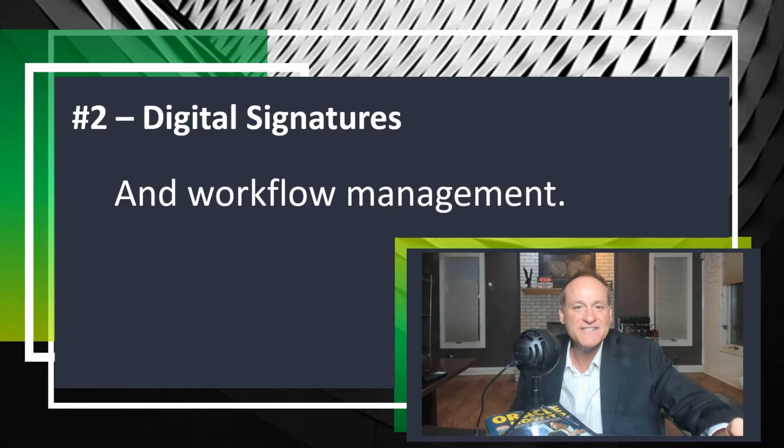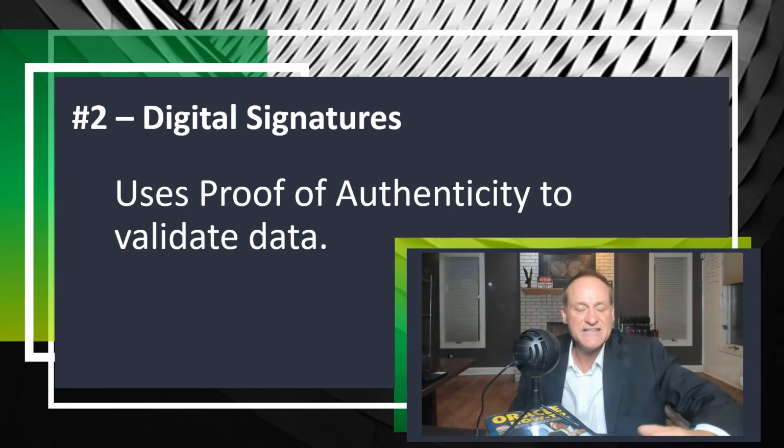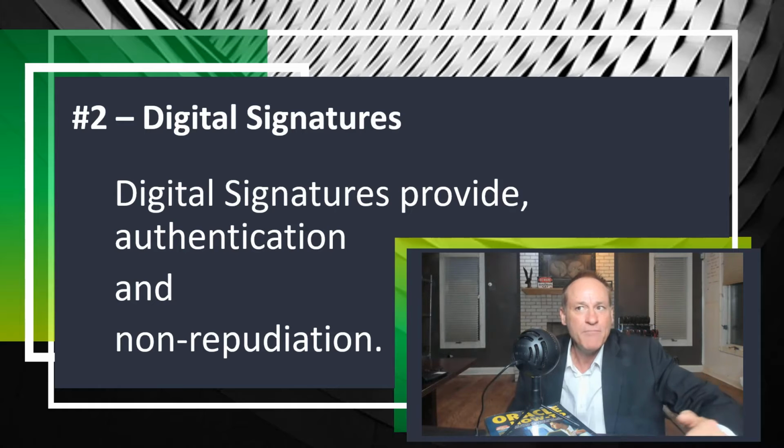But what if we have several people who need to sign off on that document? Well, that's where digital signatures come in. We can have groups of people who need to sign a document using asymmetric encryption, digital signatures, and along with this hashing, we can actually know that these documents have been signed. What digital signatures do is they use proof of authenticity to validate the data, but then they use digital signatures to provide authentication and non-repudiation. Now, what non-repudiation means is you can't later on say you didn't sign it.